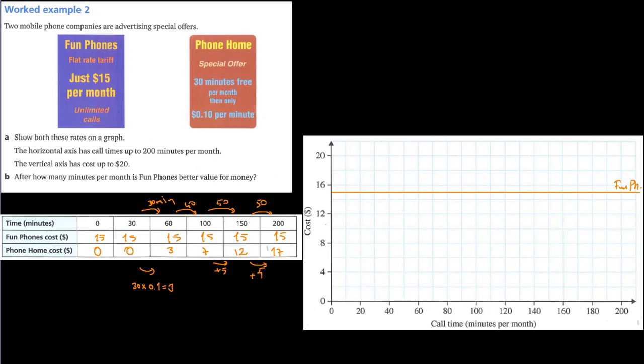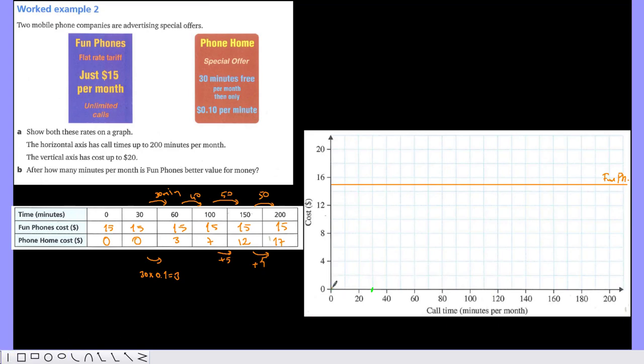So let me draw the second one here. Second one, it's going to be like this. Till 30 minutes, here this is the 30 minutes, and till 30 minutes it's going to be 0. Then after 30 minutes it's going to start to get prices from 30 to 60. Here, this is the 60, the unit is going to be 3, then 7, then 12.